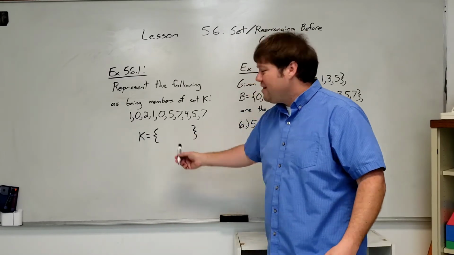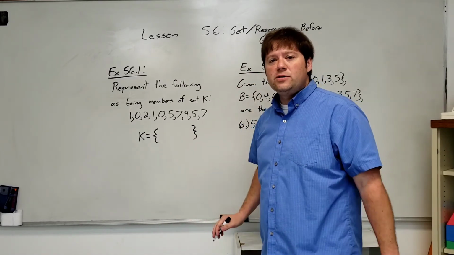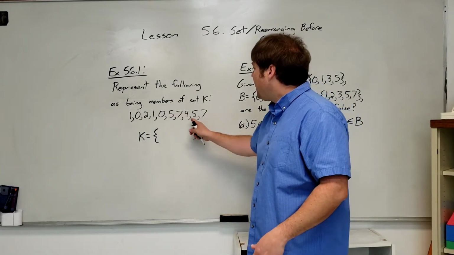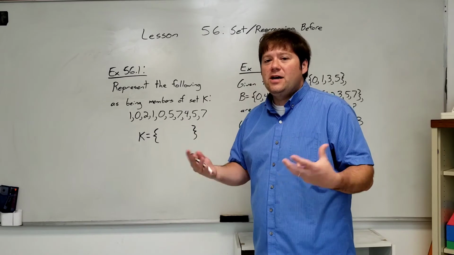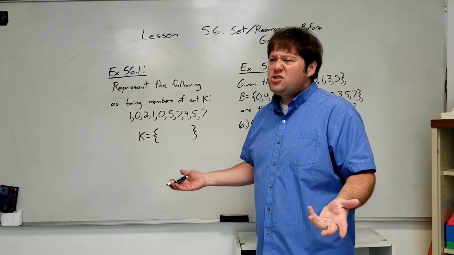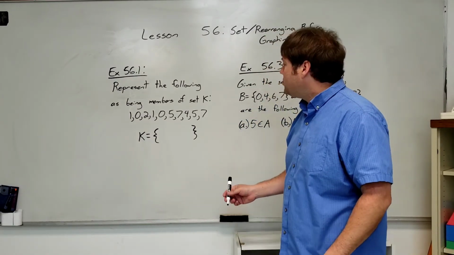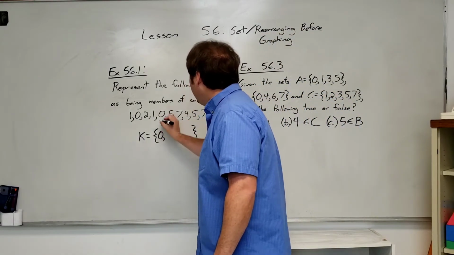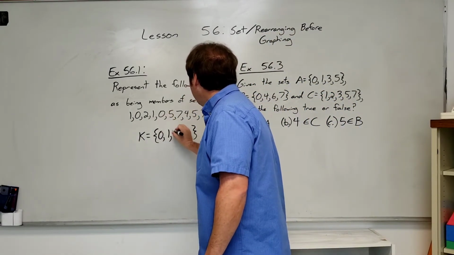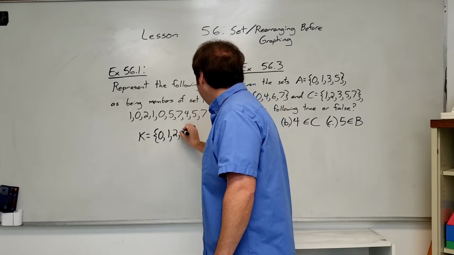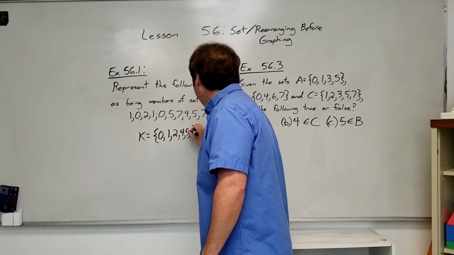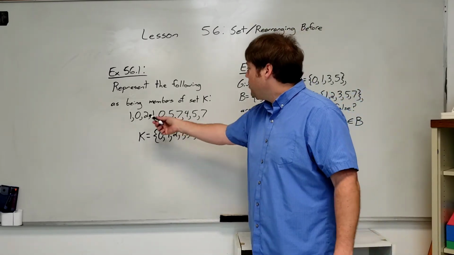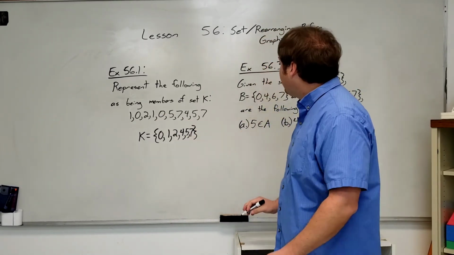Anyway, within this, we just put whatever numbers are in the set, and you only list them once, even though 7 is in here twice, 5 is in here twice. Within the set, you only need to list them once, and it's good to go ahead and put them in numerical order. So the numbers in our set, smallest one is 0, then 1, 2, 4, 5, and 7. So those are the members of set K. That's all you have to write. It's just those are the numbers that are within that set.